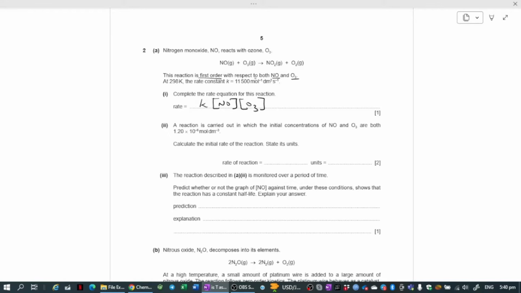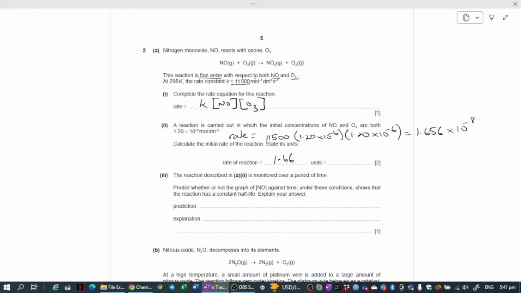So the rate will be equal to 11,500 times 1.20 by 10 to the minus 6 by 1.20 by 10 to the minus 6. And this should give you 1.656 by 10 to the minus 8. Or we can say 1.66 by 10 to the minus 8 to 3 significant figures.